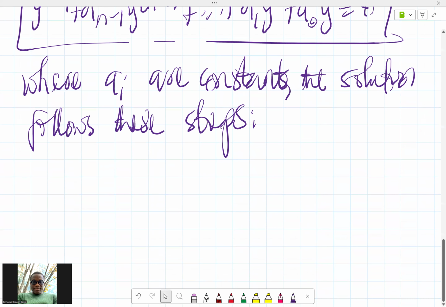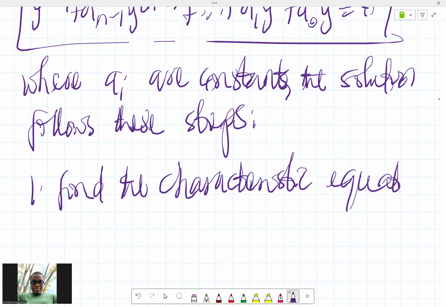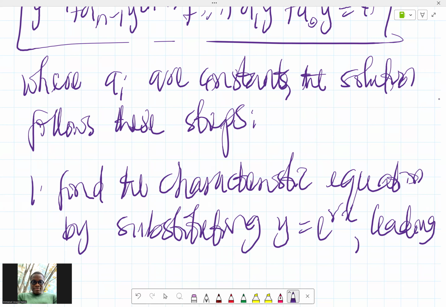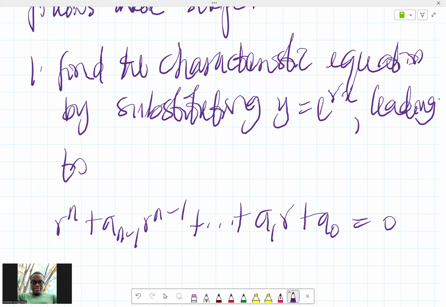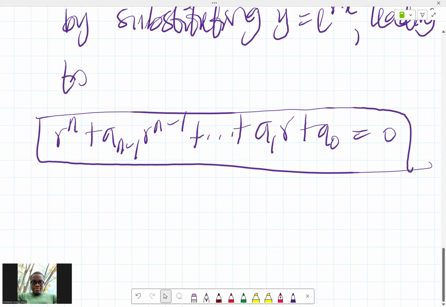Number one, you find the characteristic equation by substituting, I think I just demonstrated this in the previous video, by substituting y equals e^(rx), leading to r^n plus a_{n-1} r^(n-1) plus all that up to a_1 r plus a_0 equals 0. And this is the characteristic equation. Okay, so that's step one.